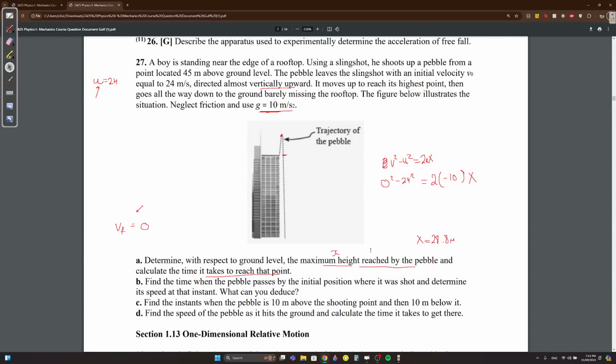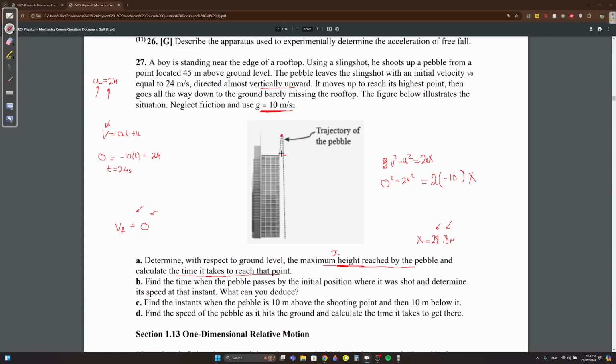Hold up. Before doing part B, I didn't calculate the time it took to reach the point 28.8. We have the final velocity, we have acceleration, and we have u. Can we find time? The easiest one is v equals at plus u. We know the final velocity once it reaches this point is 0. Acceleration is negative 10. The time we don't know, plus the u is 24. So you get t equals 2.4 seconds. And in part A, my answer of 28.8 is wrong, because they want the maximum height.